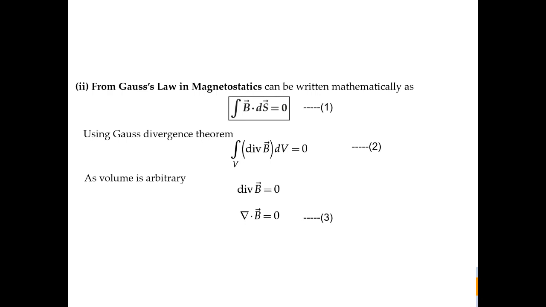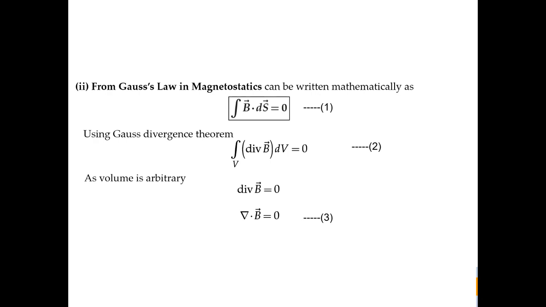So the next equation comes from Gauss law in magnetostatics, and equation 1 here represents the mathematical form of Gauss law in magnetostatics. You can see that the surface integral of B dot ds equals 0. Now B is the magnetic induction vector, and ds is an elementary surface, and if you integrate it, this actually becomes the flux of magnetic induction vector, and that's actually equal to 0.